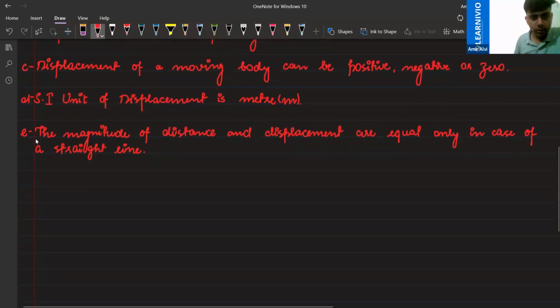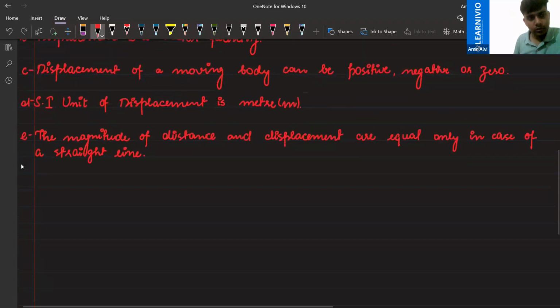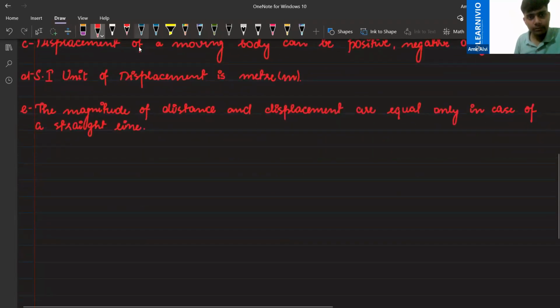Okay. Now let's understand one thing. So this is part one over here. Now let's understand what is positive displacement. As I have told you, displacement could be positive, negative, and zero. So let's take it and understand the positive.